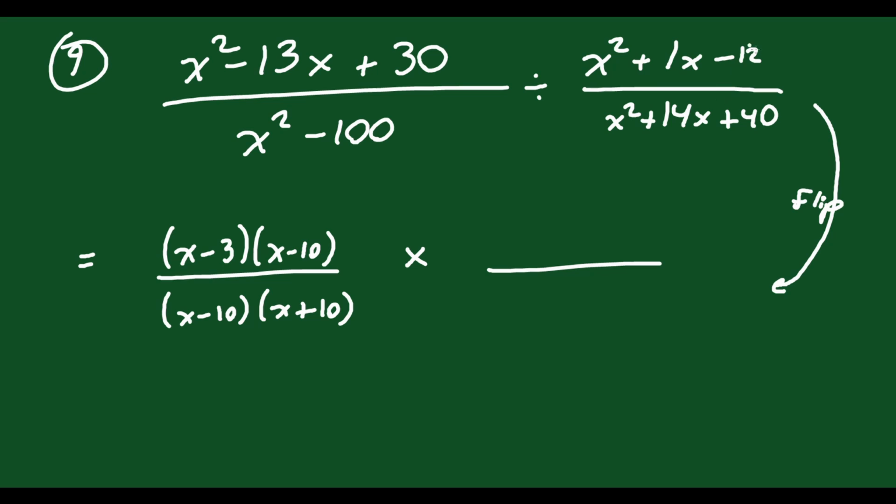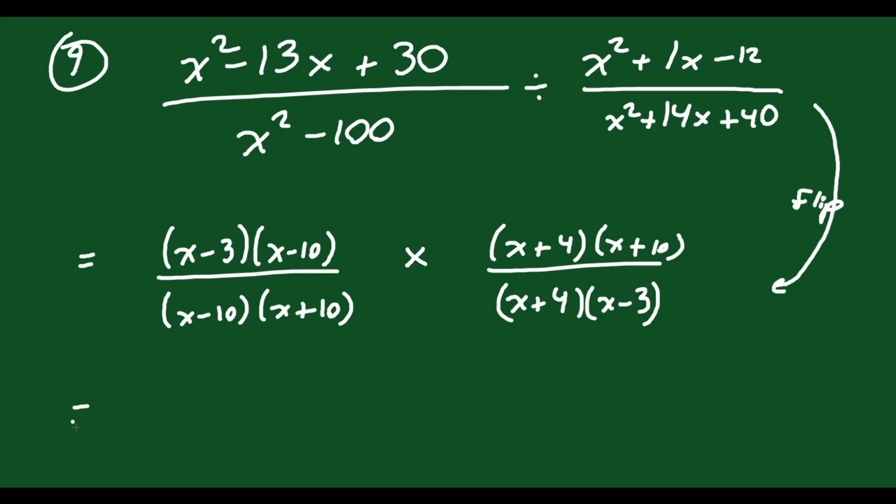So simple trinomial, what multiplies to negative 12 adds to 1. I think x plus 4, x minus 3. Right? 4 times negative 3 is negative 12. 4 minus 3 is 1. And then here, when we factor this, I'm going to put that on the top. So another simple trinomial, I think you get x plus 4 and x plus 10.